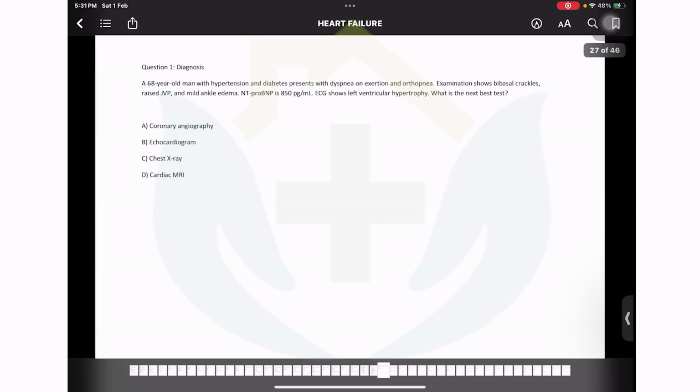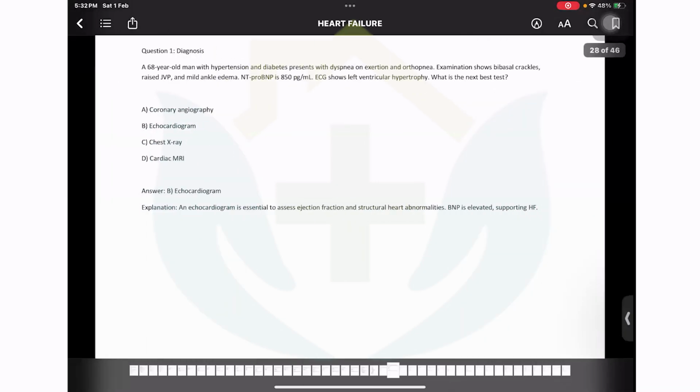A 68-year-old man with hypertension and diabetes presents with dyspnea on exertion and orthopnea. Now this patient shows bibasal crackles on examination with the raised JVP and mild ankle edema. NT-proBNP is elevated at 850 picograms. ECG shows left ventricular hypertrophy. What is your next best step? The next best step is to do an echocardiogram, to assess the ejection fraction and structural heart abnormalities.